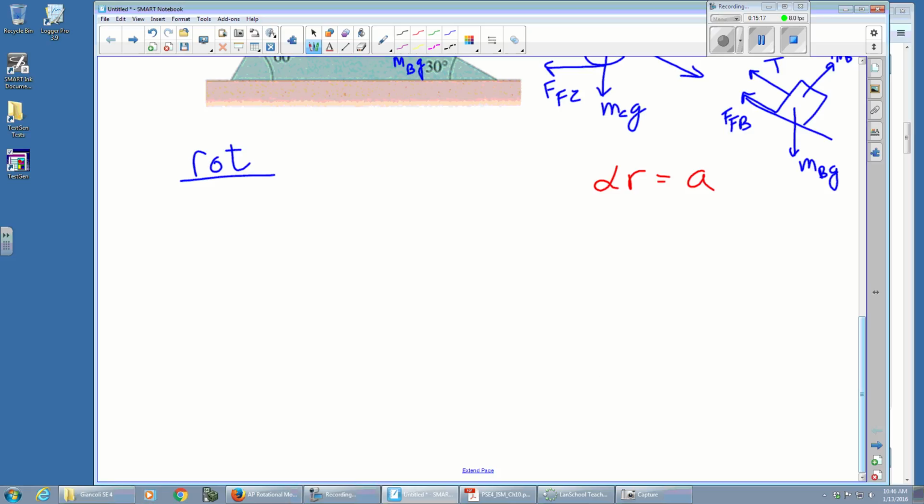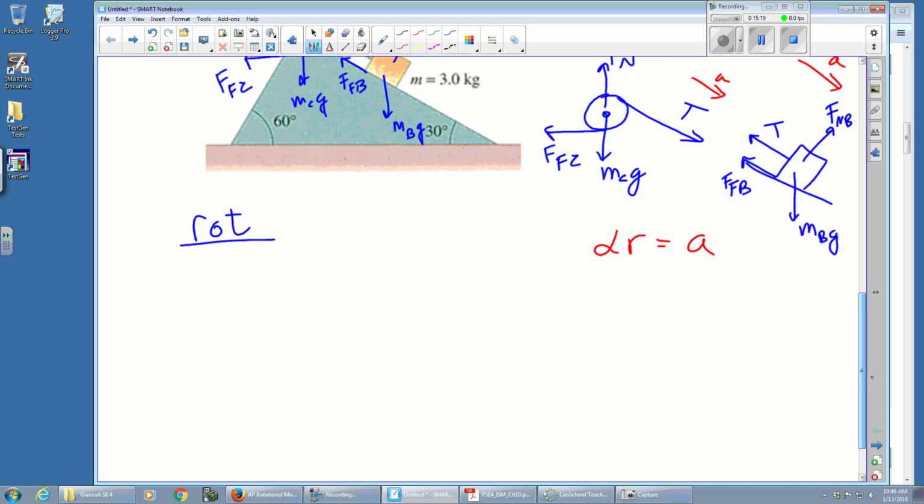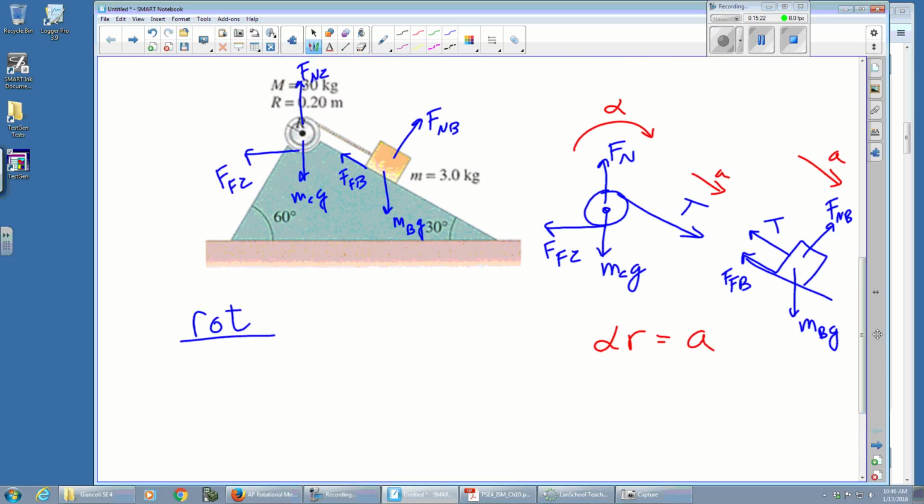So I'm going to do my rotational part of this. And in my rotational world, of course, the sum of the torques equals I alpha. That same relationship as linear, where we have Newton's second law. So here's Newton's second law for rotational. And the things creating torque on my cylinder here are the tension and the frictional force.